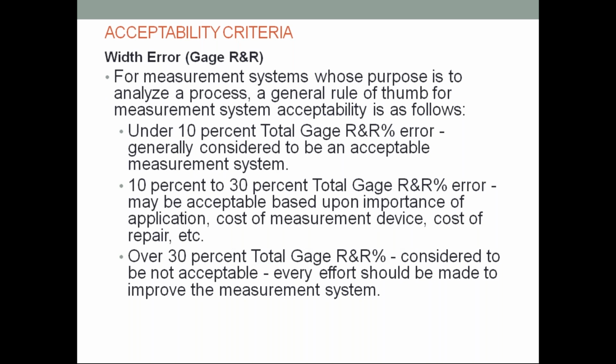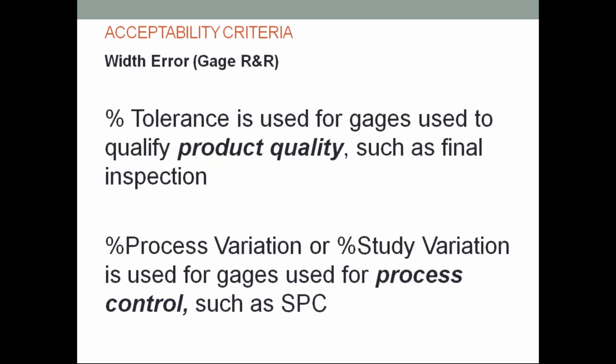A general rule of thumb is that measurement system acceptability is under 10% total gauge R&R is considered acceptable. 10 to 30 may be acceptable depending on the importance, cost of the device, and cost of repair. Over 30 should be considered not acceptable. Every effort should be made to improve the measurement system.